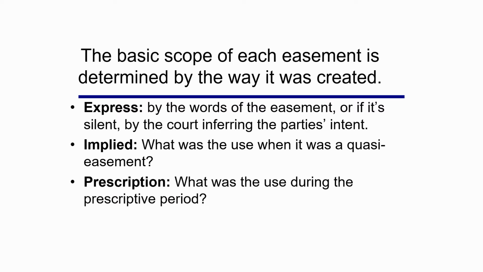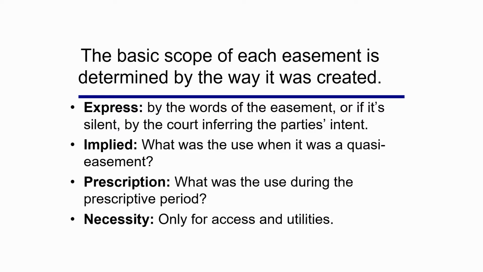The third kind of easement is an easement by prescription. That's the one you remember that's similar to adverse possession. And here what we do is look to the use during the prescriptive period, the period when the use was illegal and adverse. And that indicates to us the scope that the easement will have once it arises at the end of the prescriptive period. The final kind of easement is an easement of necessity, and that one is strictly limited in its scope. It's only for access and utility lines.